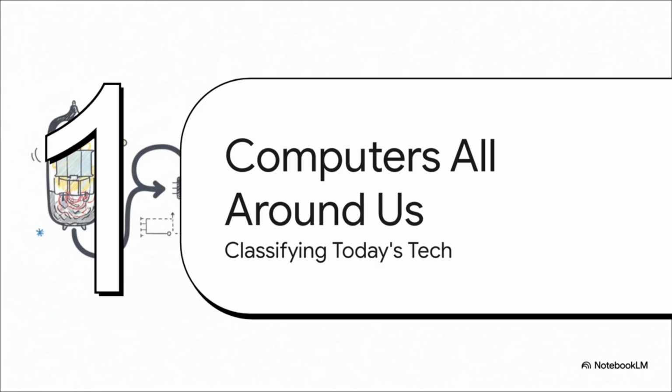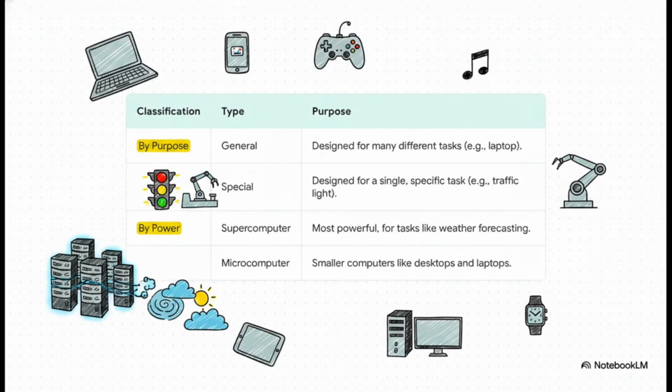So, after this incredible 80-year journey, here we are in a world just full of computers of all shapes and sizes. But how do we even make sense of them all? Let's take a quick look at how we can categorize them. There are two really easy ways to think about it. First, what's its purpose? A general-purpose computer, like your laptop or phone, can do a ton of different things, but a special-purpose computer has one very specific job, like the little computer that controls a traffic light.